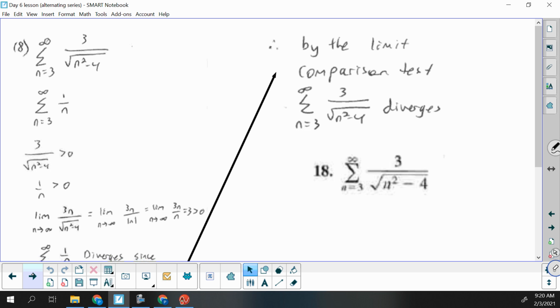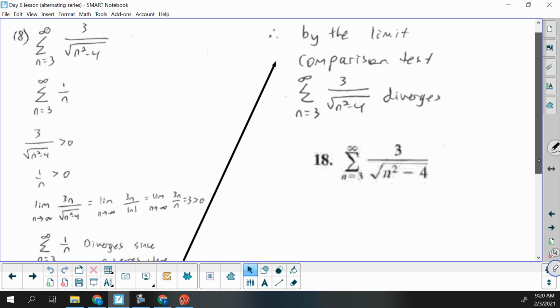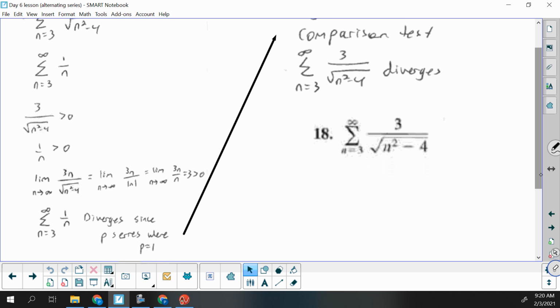For 18, remember we always want to, or in general, we do 1 over n raised to the difference in the powers. So there's no degree in the numerator, and a square root of n squared is like a degree of 1, so we want to use 1 over n. Both that and the original are always greater than 0. So when we divide those and do the limit as n approaches infinity, we get 3 to the n over square root of n squared minus 4. Well, that limit should be the same as the limit of 3 to the n over square root of n squared, because when n goes to infinity, the minus 4 is not going to do anything.